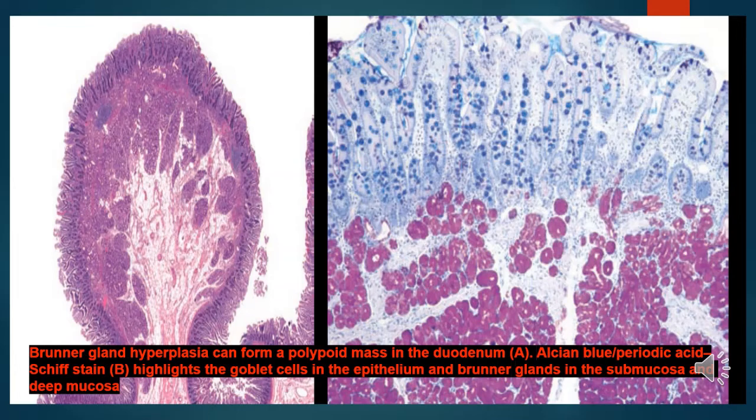Again, in this image, the one on the left side shows a polypoidal mass in the duodenum, and if you apply Alcian blue stain or the PAS stain on the histopathological slides of the biopsy specimen, it highlights the goblet cells in blue, as the goblet cells in the epithelium appear blue, as you can see in the topmost part on the right side of the image, and the Brunner glands in the submucosa and deep mucosa appear magenta.